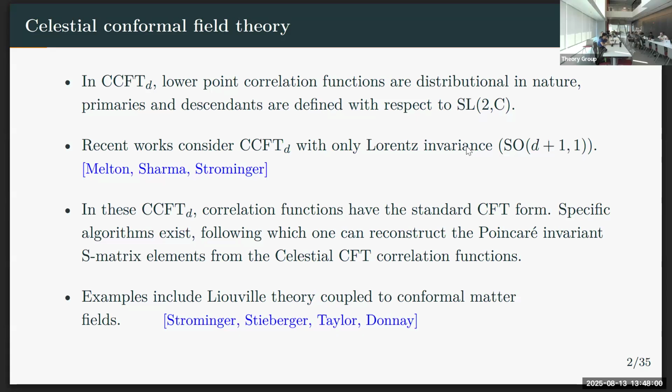Examples of these theories include Liouville theory coupled to some conformal vector fields. There have been a bunch of works where people considered Liouville theory coupled to, let's say, spin-3/2 fields or a Kac-Moody algebra, and constructed examples of theories which calculate these scattering amplitudes in flat space-time. So just from a CFT with only Lorentz invariance, you are able to construct the scattering amplitudes of flat space-time. You don't need Poincaré invariance; just consider celestial CFT with Lorentz invariance.